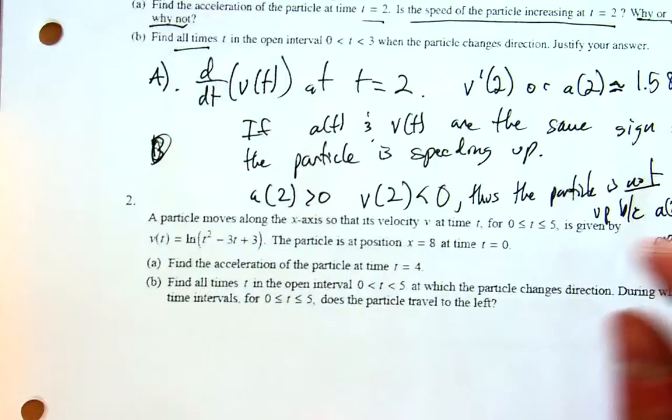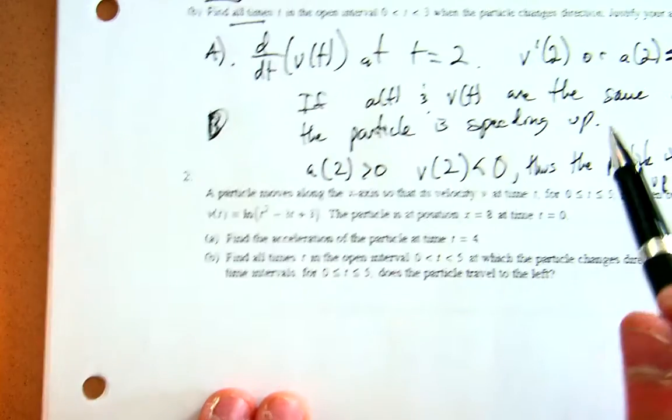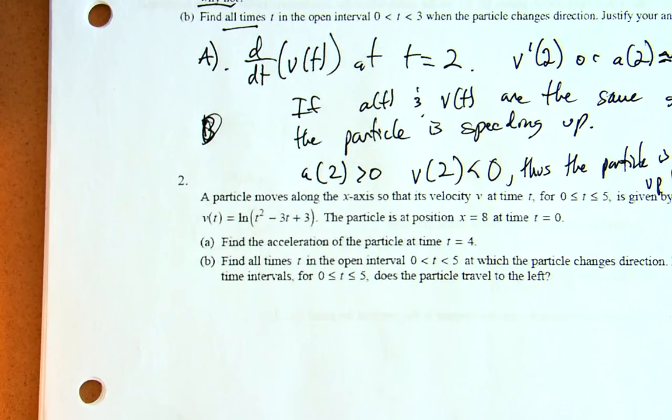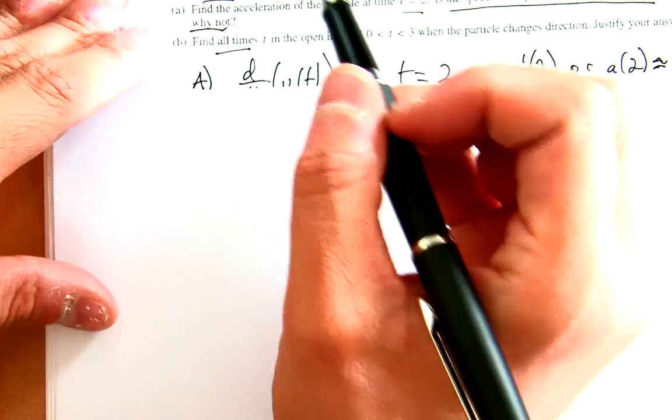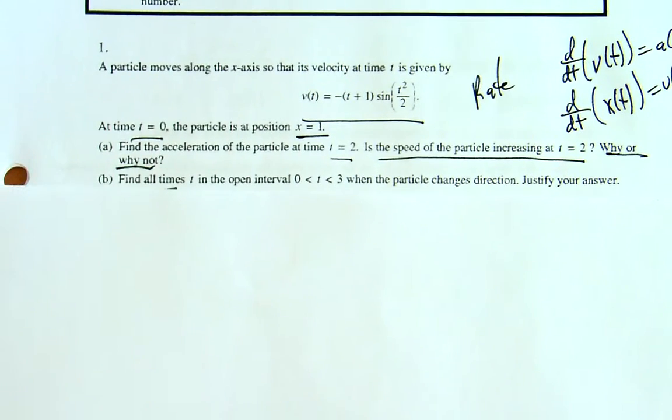We've already answered this part here, so part A is done. I'm going to move to part B on a separate sheet of paper, and I would recommend you do the same. So part B says here, find all times t in the open interval from 0 to 3 when the particle changes directions.